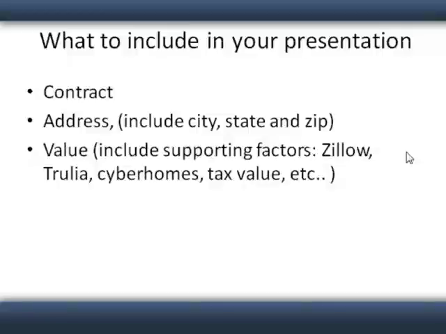I want you to include the value, including supporting factors. Now, I've said it before and I'll say it again, I'm sure, it's not necessary to get an appraisal on the property unless the specific private lender asks for it. At that point, it can be ordered and the client will be the one responsible for that cost. But until then, you can still give other supporting factors, such as Zillow, Trulia, Cyber Homes, and of course the tax value.